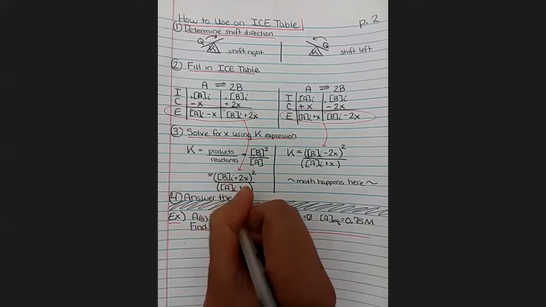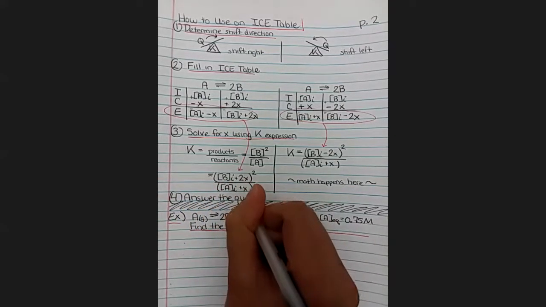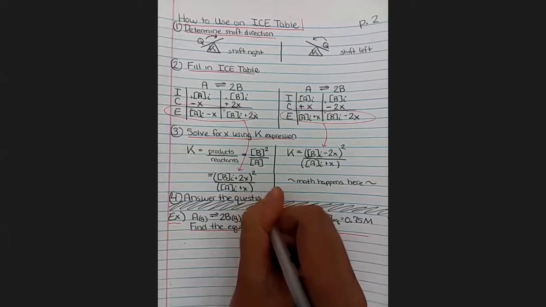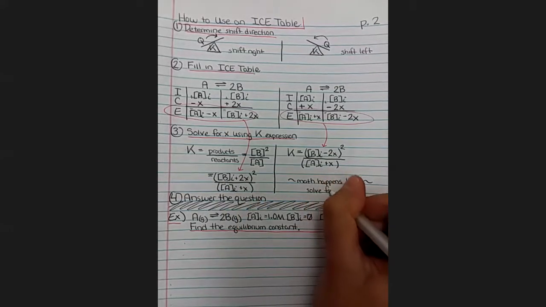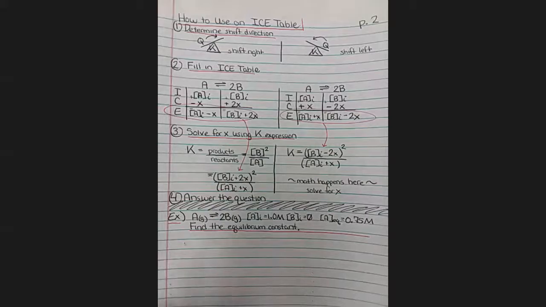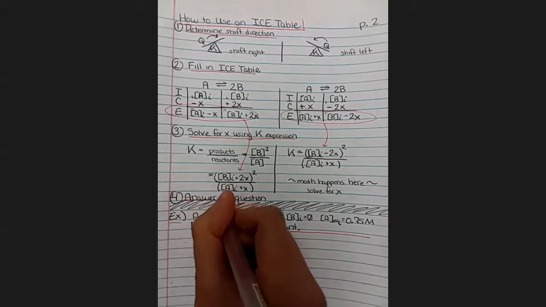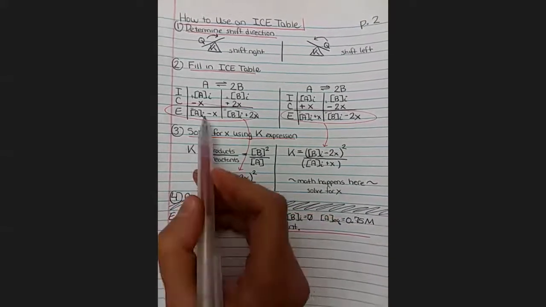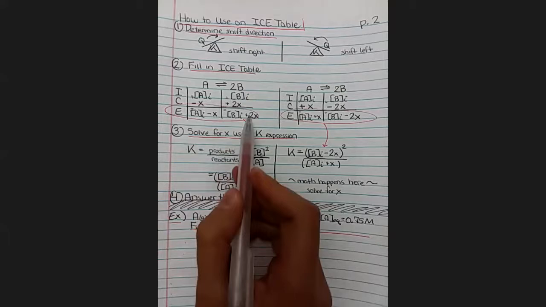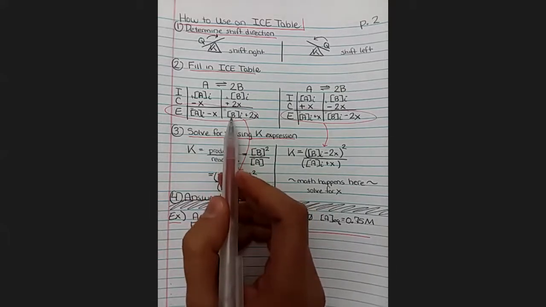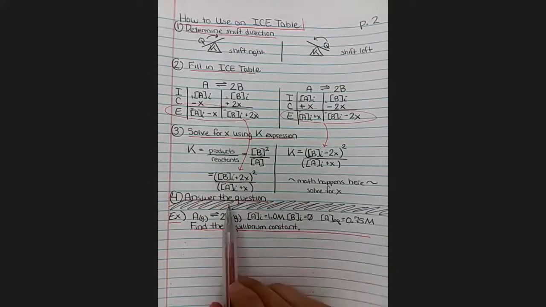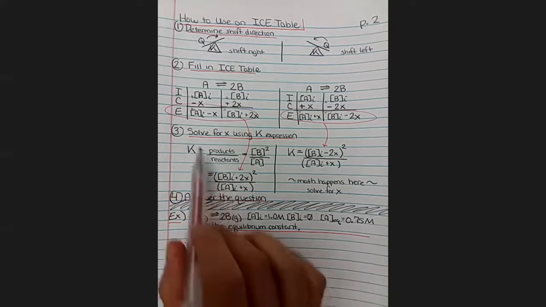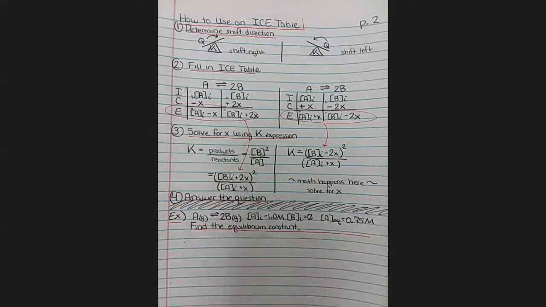And then your final step after you solve for x is to answer the question. So I guess we should add that, solve for x, that's what you're doing. And then you're going to use your value for x to answer the question. Usually it wants to know what one of these values from the E row is, right? The point of an ICE table is to find the equilibrium concentrations. So after we do this, we're going to try and answer the question about equilibrium concentrations.